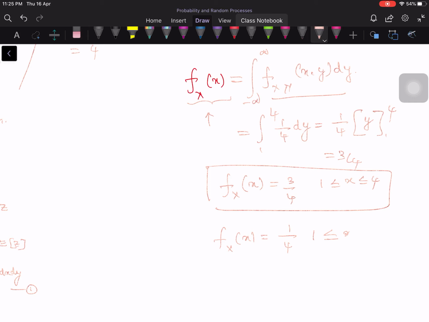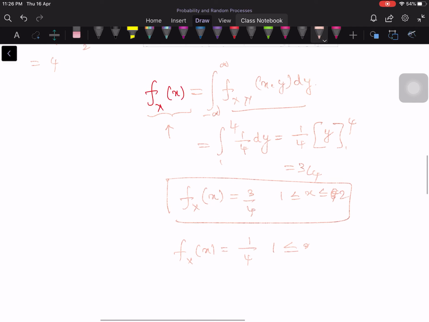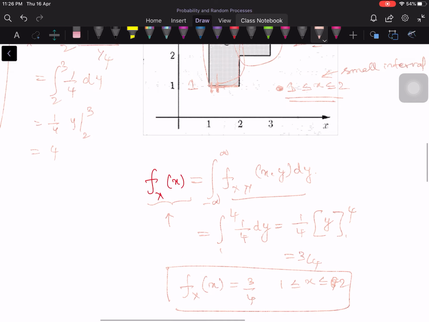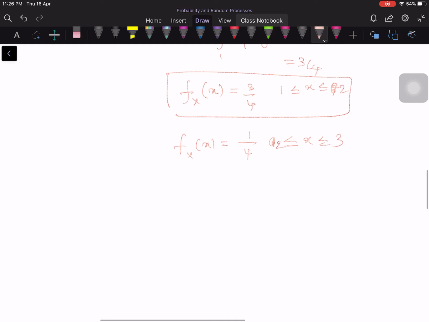sorry, this is not 4, I am sorry. This is 1 to 2, and this is 2 to 3. So you can look at here, this is 2 to 3 and this is 1 to 2. If you draw the figure, then the figure would look like this. From 0, 1, 2 and 3. From 1 to 3, the height is 3/4, and 2 to 4, the height is 1/4.